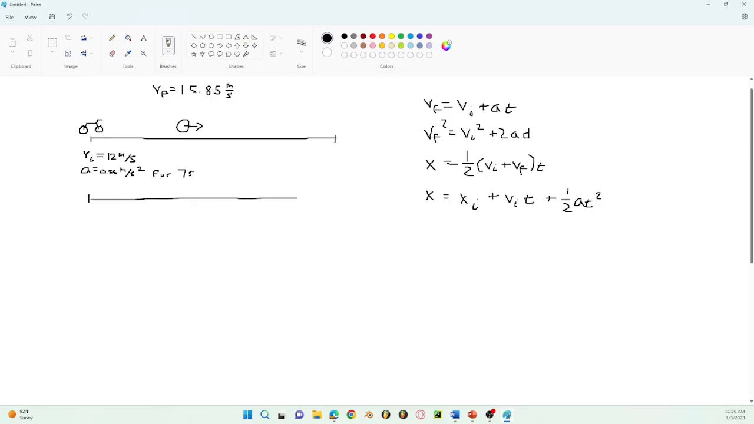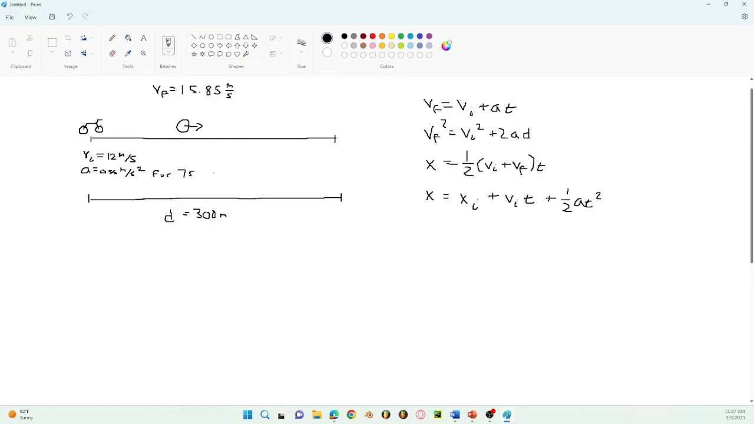They said initially when they started accelerating, they were 300 meters away from the finish line. How much time did they save? Okay, so this distance is 300 meters. How much time did they save compared to what?